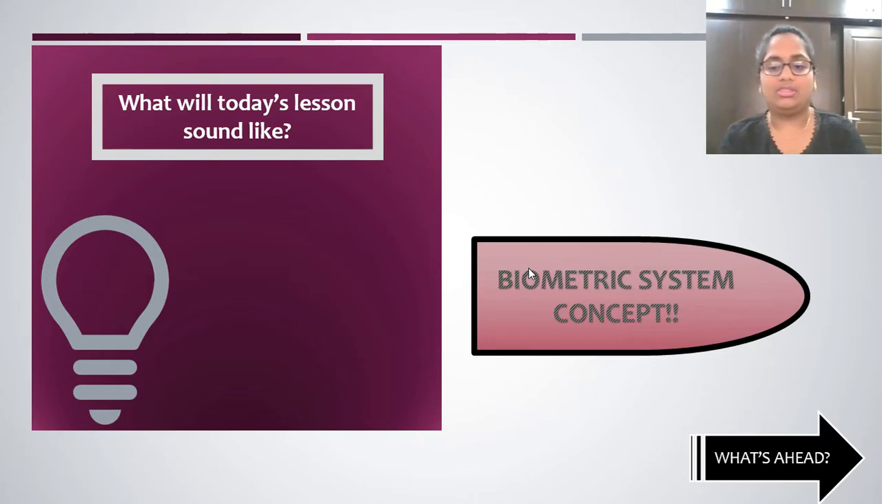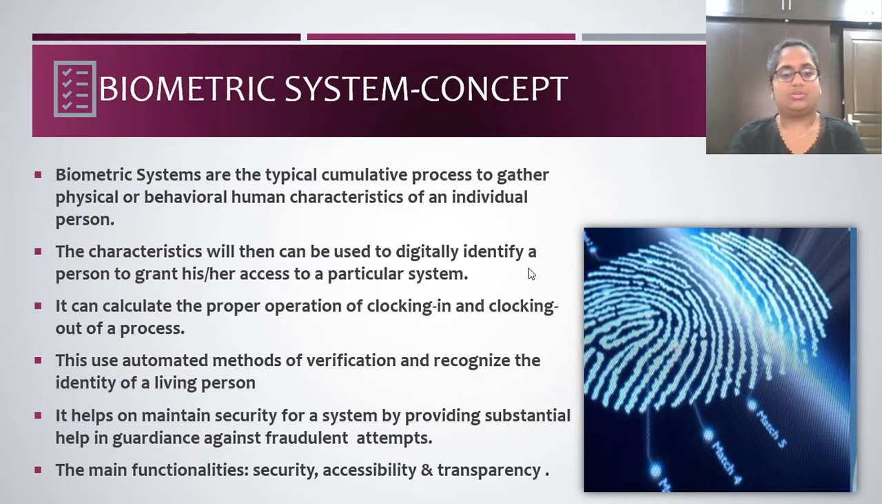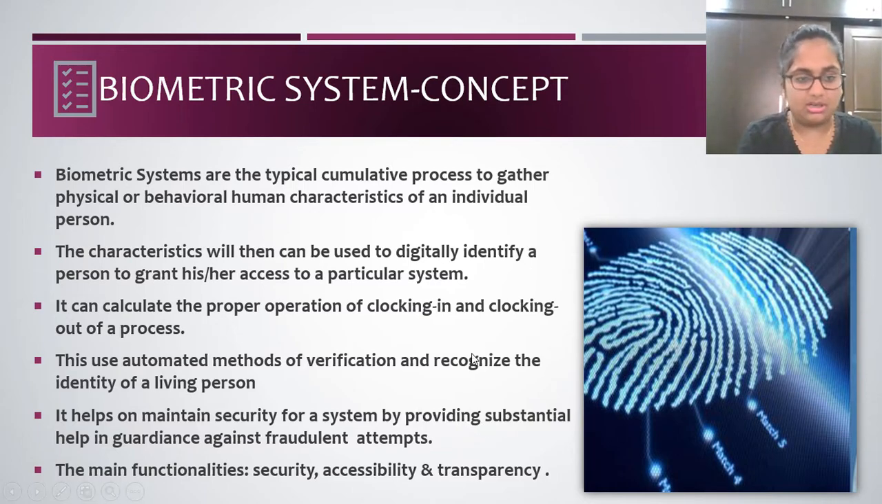So to start off, what is a biometric system all about? The biometric system concept includes all the following information. Generally, biometric systems are typical cumulative processes that gather the physical or behavioral characteristics of an individual person. The characteristics gathered from an individual person are used to digitally identify a person, to grant him access to a particular application, device, or system. And third, it can calculate the proper operation and clocking in and clocking out of a process.